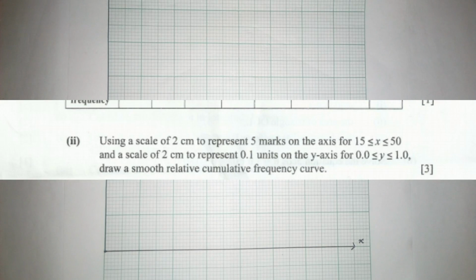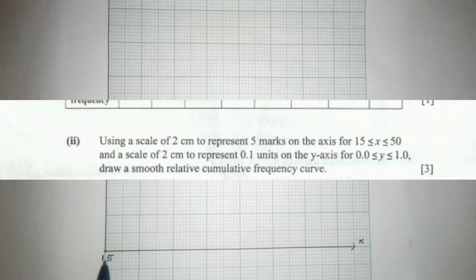That's a scale, meaning we're supposed to start on 15. So here it's supposed to be 15, following the scale. They have said, instead of putting 0 here, you start with 15. And they have said 2 centimeters to represent 5 marks. So each box, from here to here, is 2 centimeters. So it's supposed to be moving in 5.